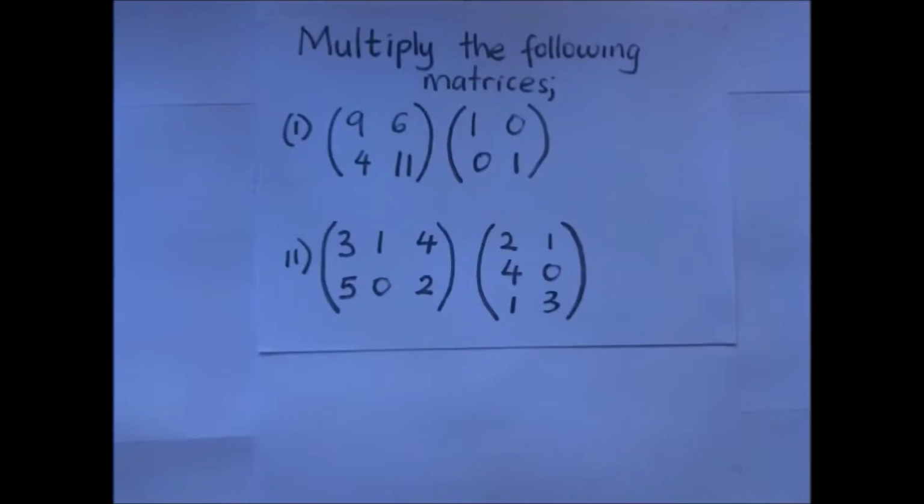In this tutorial, we get to look at how we multiply matrices. First of all, as a rule, for you to be able to multiply matrices, the number of columns in the first matrix must be equal to the number of rows in the second matrix.